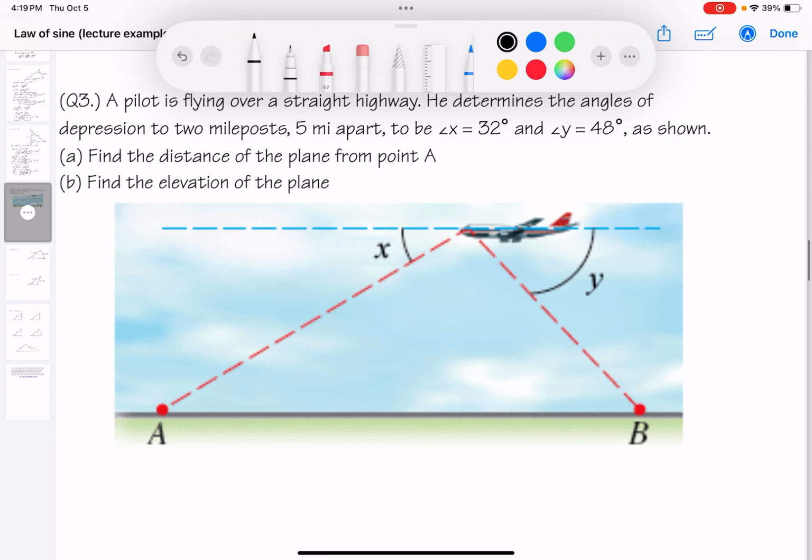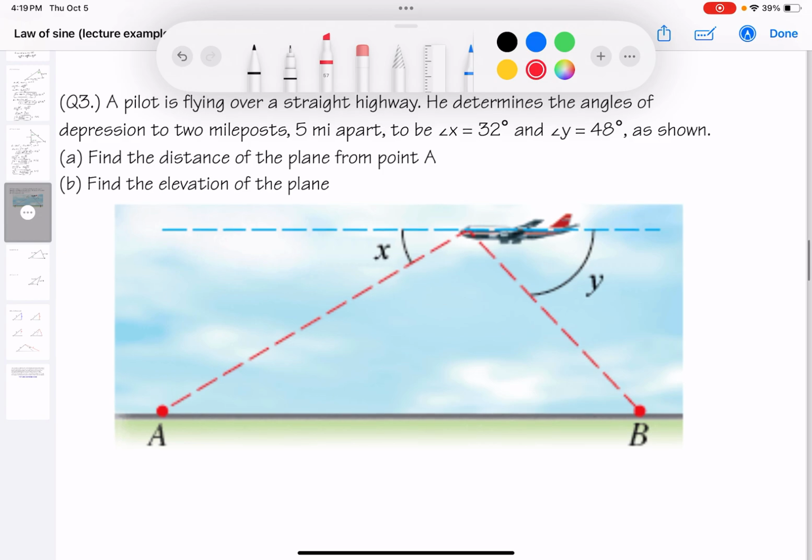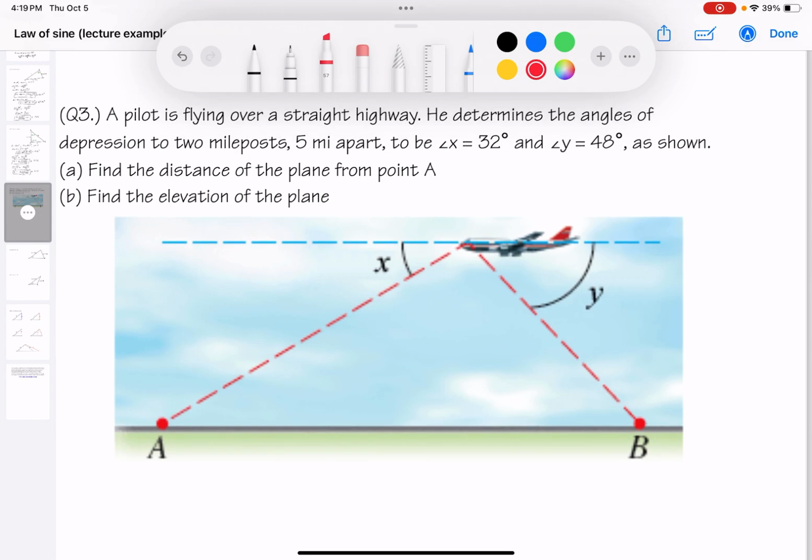Next question is, there's a picture to it. And the picture, it's not accurate, by the way, but the bottom line, kind of reading it, certainly I want to point things out to you. The pilot's flying over a straight highway. He determines the angle of depression to 2 mileposts being 5 miles apart. So I'm going to point out, looking at the picture, these are the postings, A and B, and those things are 5 miles apart, 5 miles. All right? So I'm looking at it, and I'm going to keep reading it, and they say angle X is 32 degrees. And they go on to say angle Y is 48 degrees.